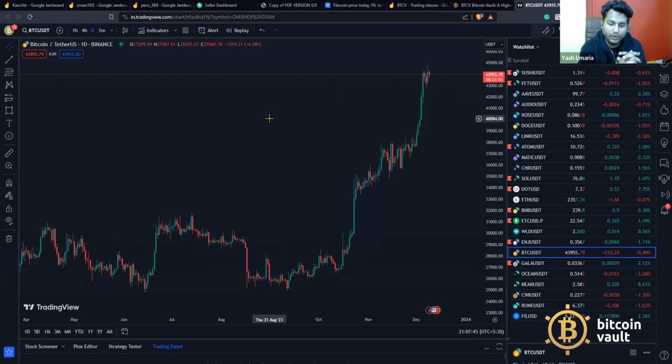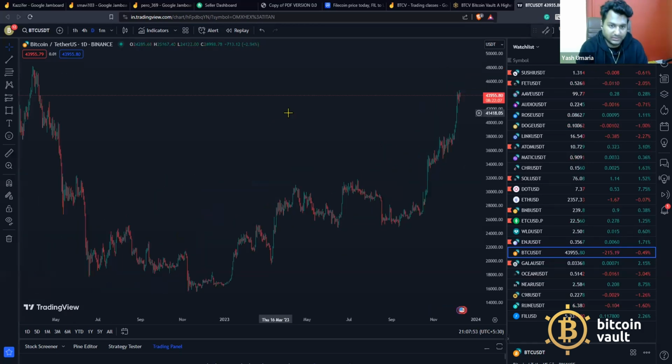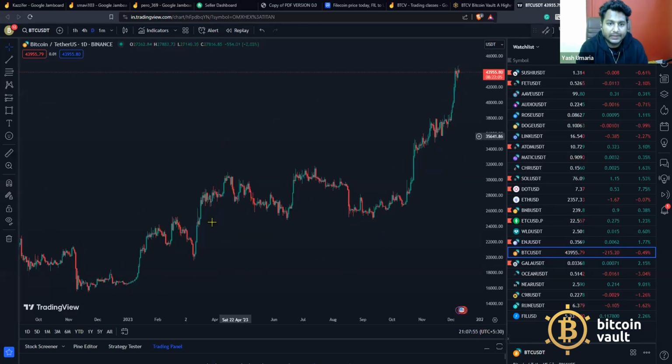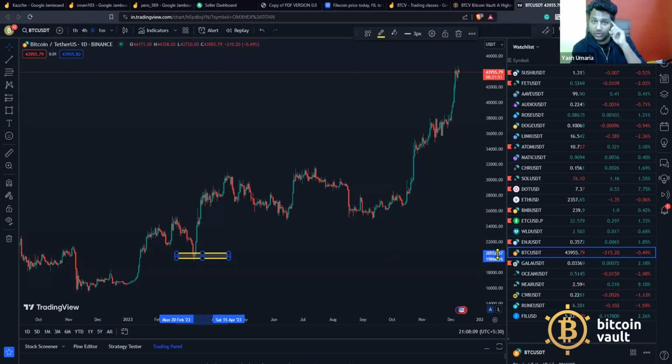Generally, you will find this support and resistance at psychological values. Now, what do I mean by psychological value? Let me show you by example. You see this particular support level, right? This support level is around what price? It's around 20,000. You see, 20,000 is a psychological number.